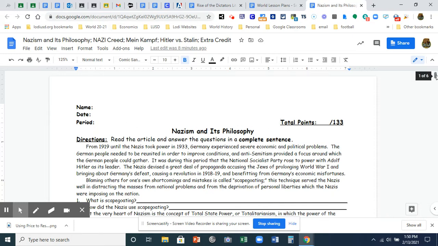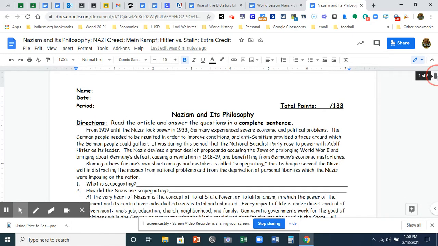Let me just read Nazism and its philosophy and see how long that takes, so that if there are things to explain, you'll hear me explain them as we go along. There'll be times when you're going to want to pause and answer, and times when you can just keep going. All right, here are the directions. Read the article and answer the questions in a complete sentence.